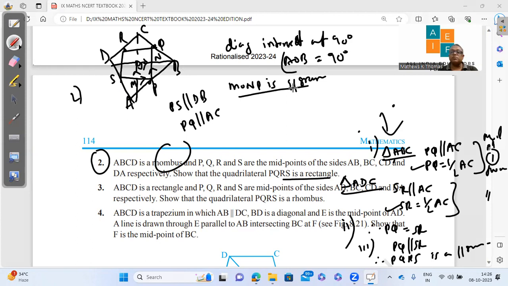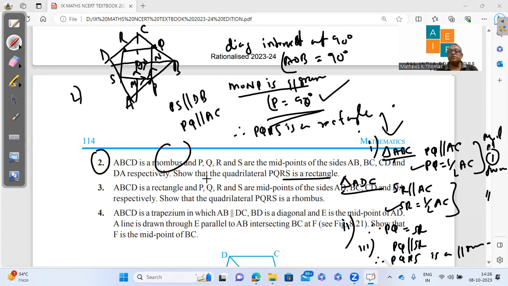And once we prove it's a parallelogram, we know that opposite angles of a parallelogram are equal. So angle P will be 90. Because we know that angle AOB is 90, angle P will also be 90. And if one angle we prove in a parallelogram is 90, then all angles are 90. Therefore, we can say that PQRS is a rectangle.